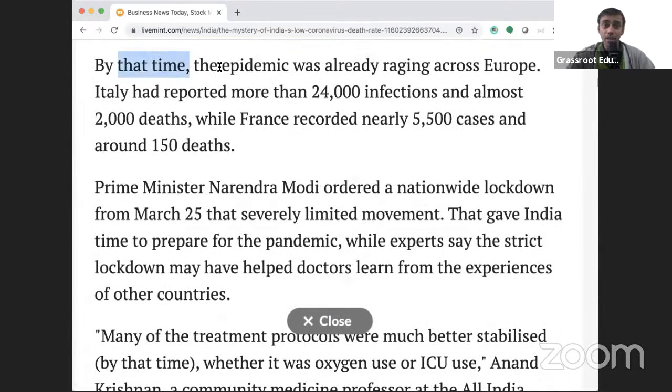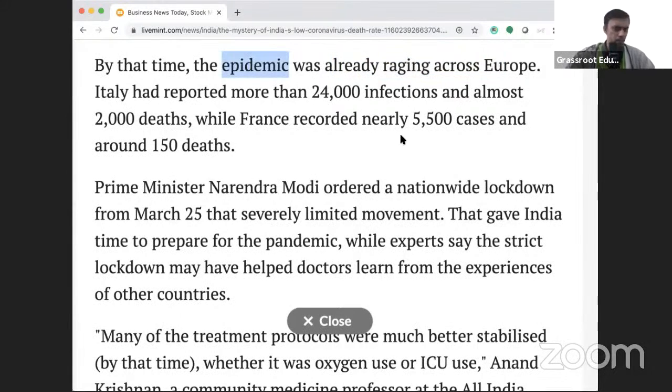By that time, the epidemic was already raging across Europe. What do you mean by raging? Similarly, you might have heard phrases like 'the storm was raging', which means in high intensity, in great intensity. So the epidemic was in great intensity across Europe. It was spreading massively.